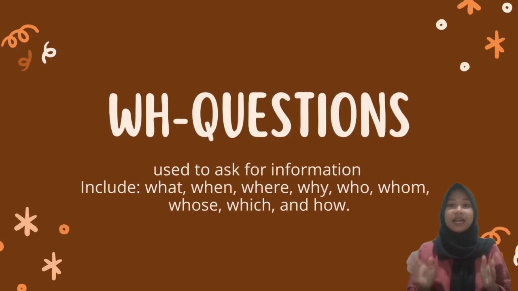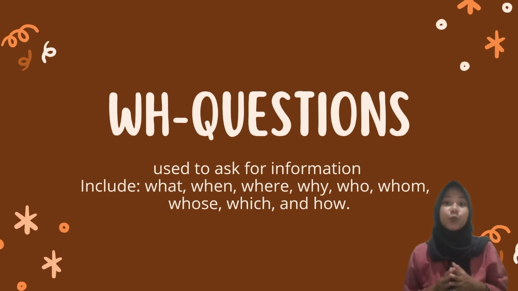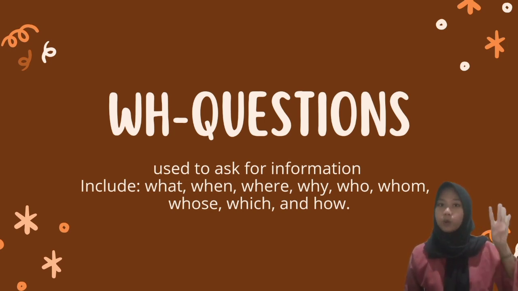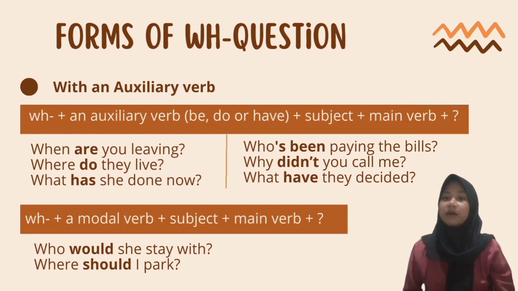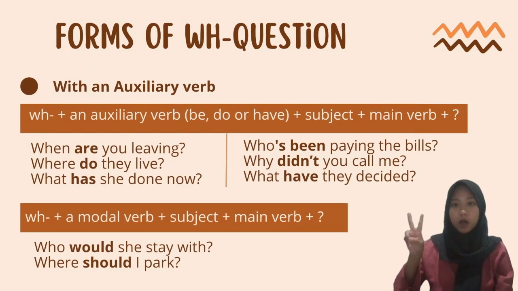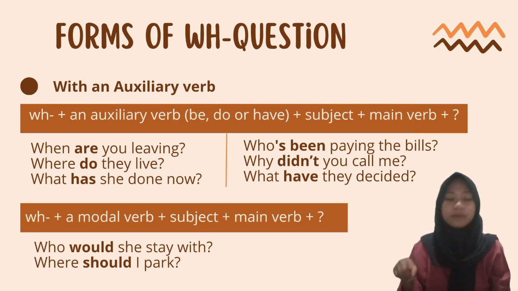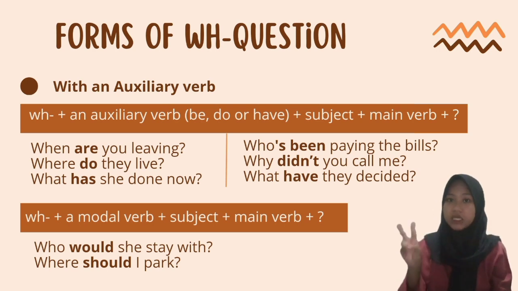Okay, I will explain the next material, namely WH questions. WH questions are used to ask for information. It's like 5W1H in Indonesian, but in English there are 9 WH questions, including what, when, where, why, who, whom, whose, which, and how. Forms of WH question. There are 2 forms of WH question. The first is with an auxiliary verb and the second is without an auxiliary verb.